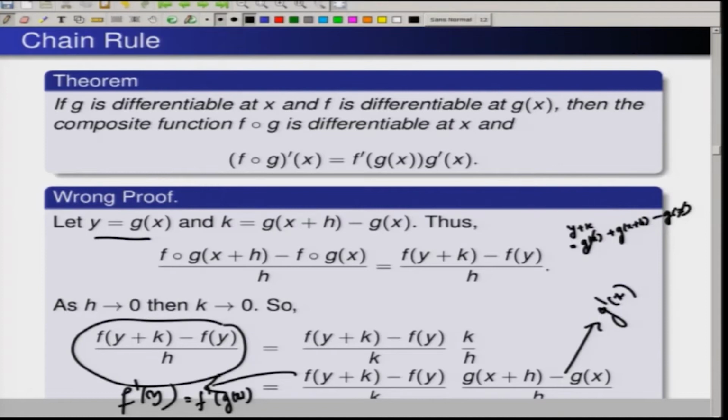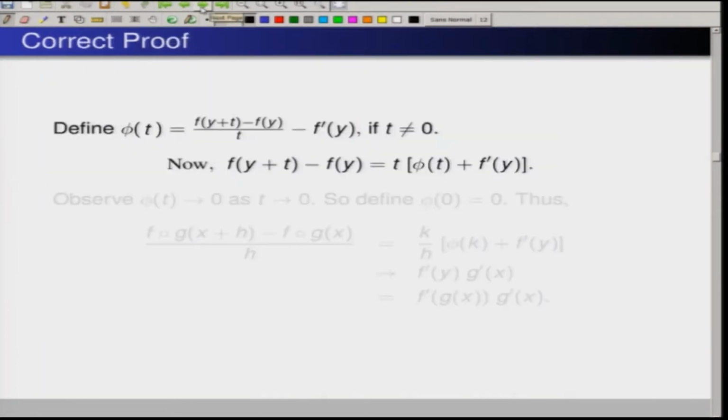Well, we can only divide by k provided k is not equal to 0. And there is a possibility that in a neighborhood, k can be equal to 0. So this step I am not allowed to write. So this is wrong. Although the proof looks intuitive, it is a wrong proof. Now, what is the correct proof then? We get the clue from this.